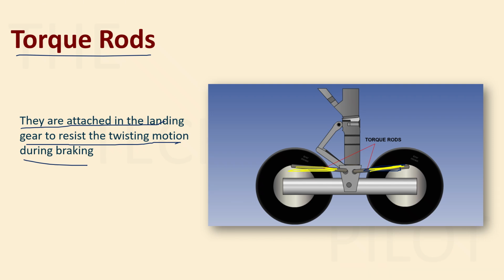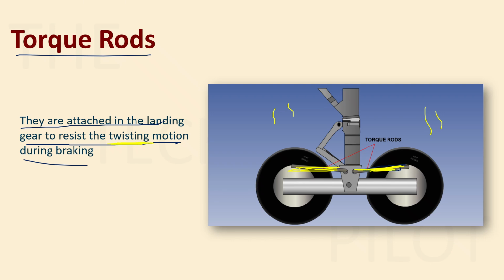They are resisting any twisting motion, because whenever you apply brakes, as I mentioned already, the brakes are very, very powerful and a lot of heat is generated. It is enormous because of the size of the aircraft, right? So this much braking might also twist the landing gear. That is why you attach something known as a torque plate to resist any twisting motion.